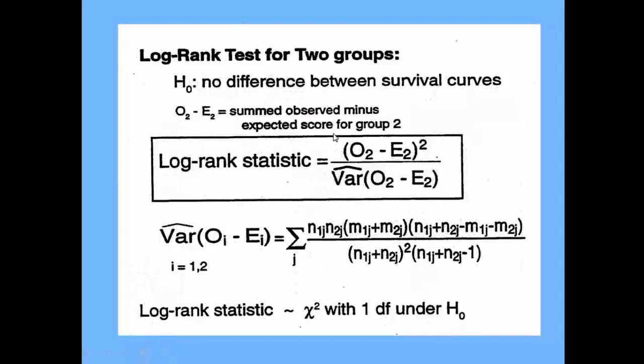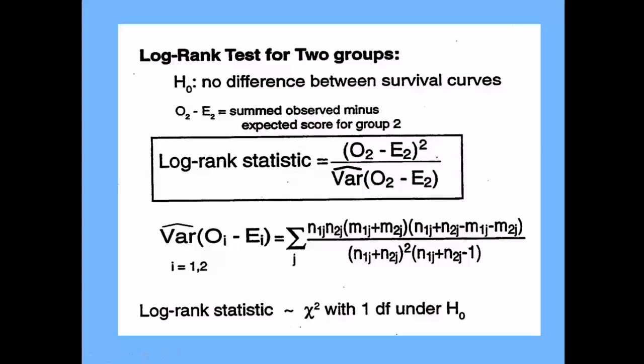I subtract one from the other, I square it, and I divide it by something which is an estimate of the variance of the difference, which is a messy formula, and that's one reason why you want to let the computer do it. This is the messy formula, but this is what gets computed, and it's a chi-square with 1 degree of freedom.